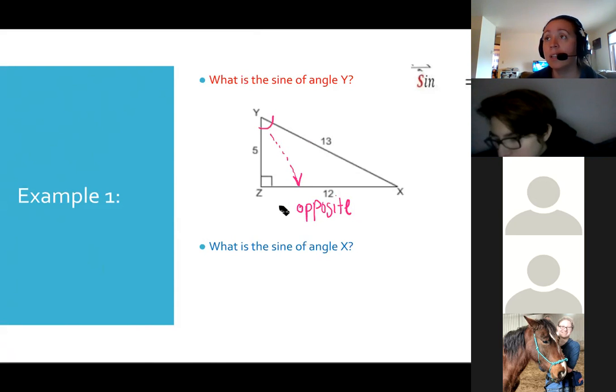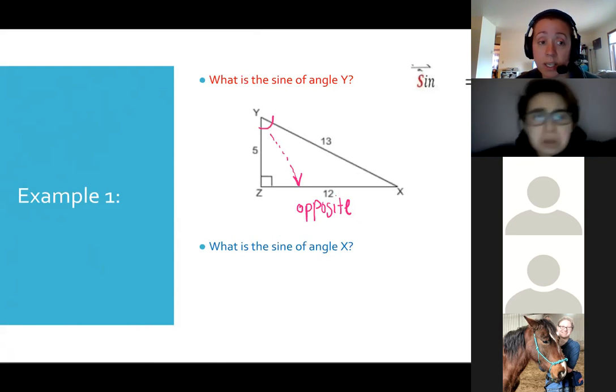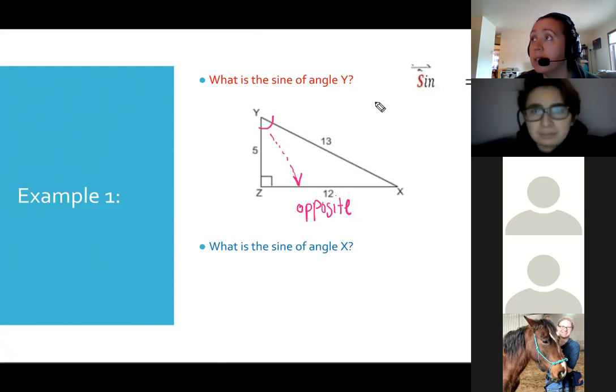That would mean that which side would then be adjacent? Someone else raised their hand. Who did? I need the participant list.